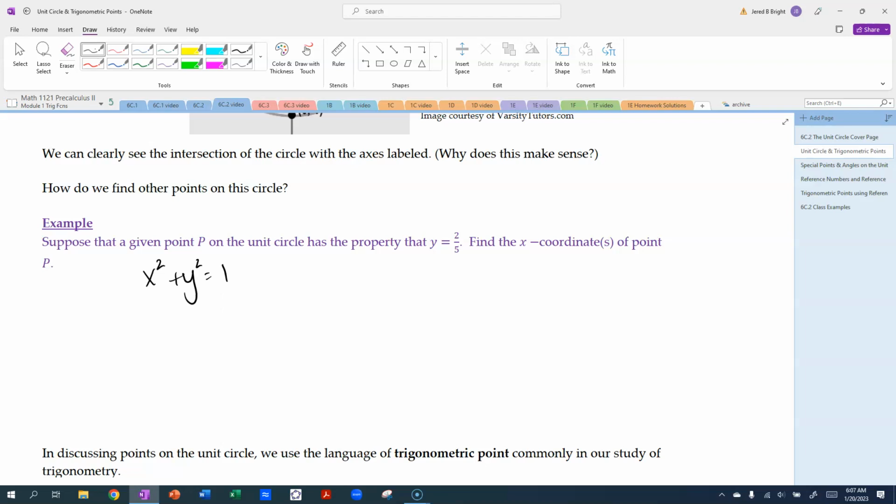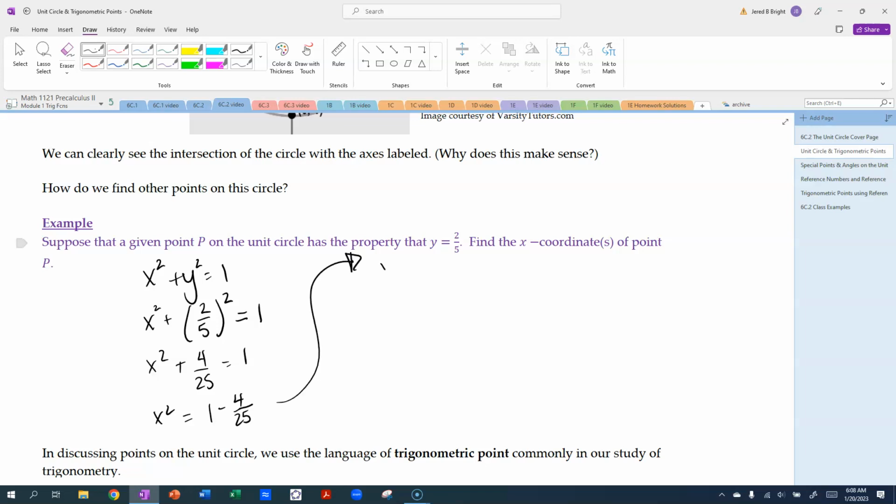Great, and we happen to know what y is. So x squared plus, and we substitute in 2/5, making sure to square it, is equal to 1. Exponents go to both the numerator and the denominator, so we have 4 over 25. Moving that over, x squared is equal to 1 minus 4 over 25. We do not need a calculator for this. The common denominator would be 25 over 25, so subtracting, we get 21 over 25. Oh goodness, 21 is not a nice square root, but that's okay.